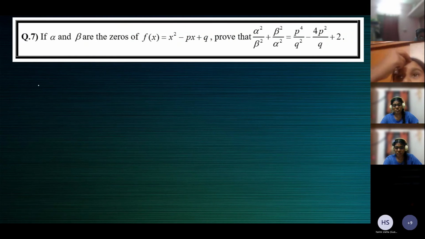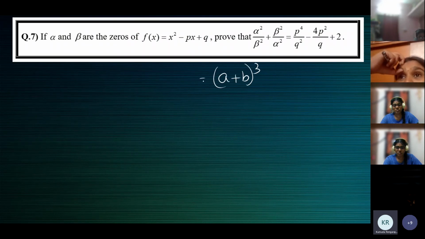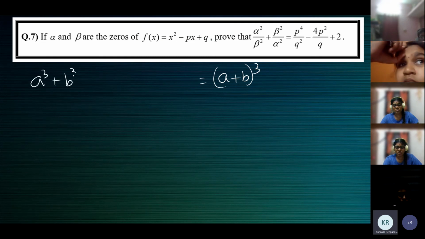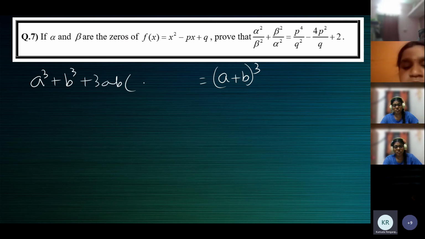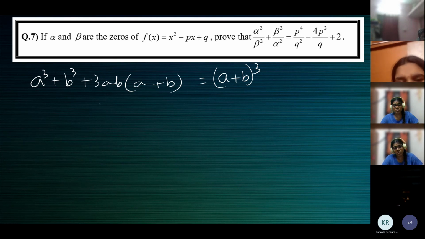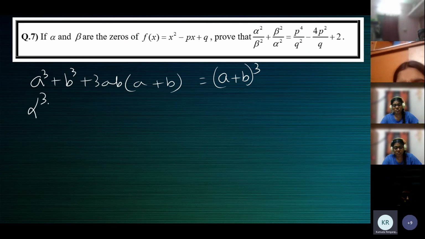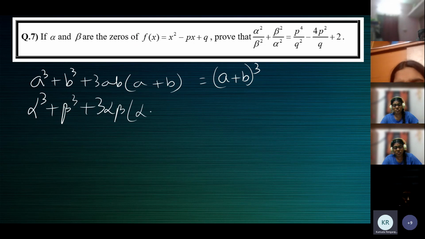Okay, now what is a plus b the whole cube? A cube plus b cube plus 3ab into a plus b. A cube plus b cube plus 3ab into a plus b is a plus b the whole cube. So in terms of alpha and beta, alpha cube plus beta cube plus 3 alpha beta into alpha plus beta is equal to alpha plus beta the whole cube.